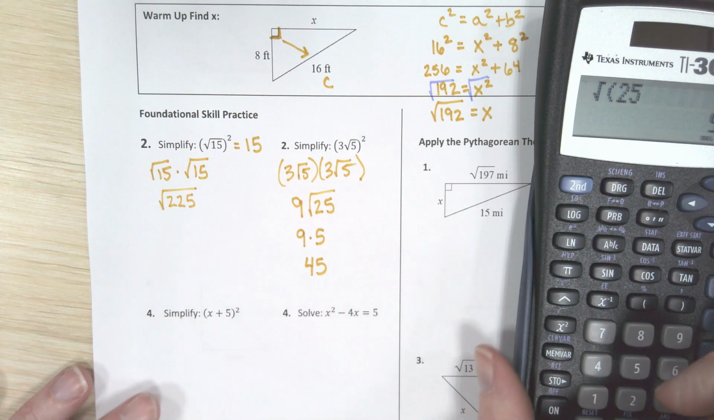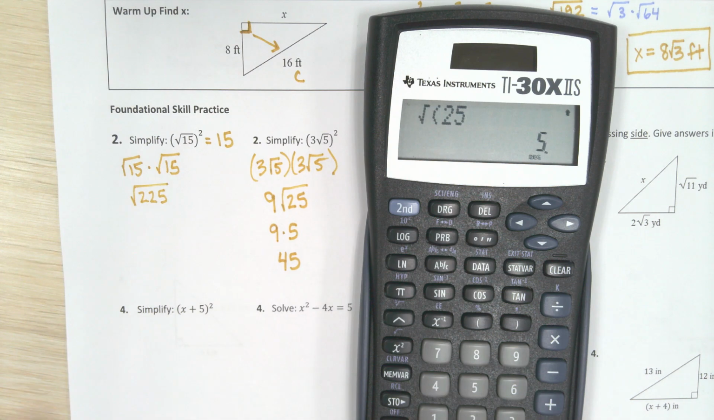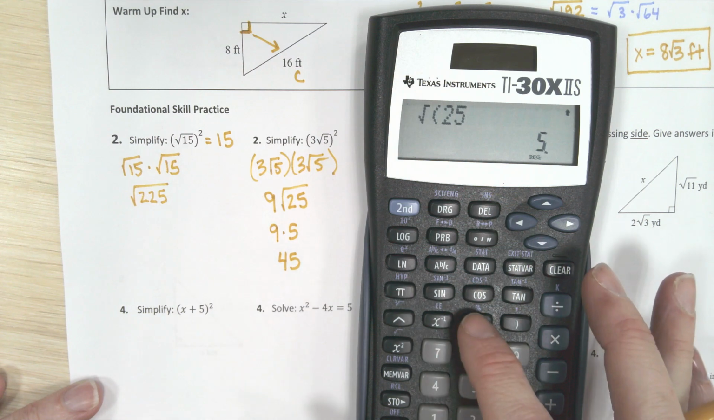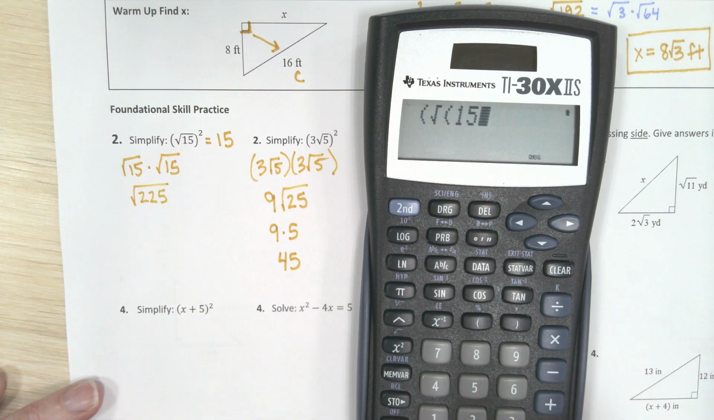Now, if that feels like a lot, you can also square on your calculator, but you need to do it very carefully. These are both written with parentheses because that's what you have to do in order for your calculator to be able to follow order of operations well.